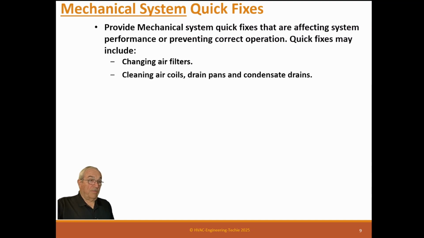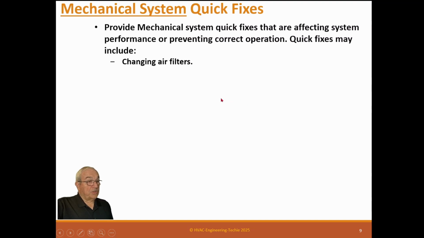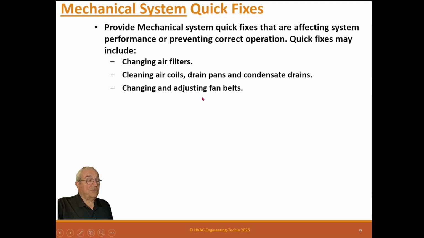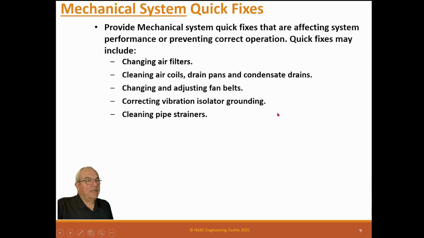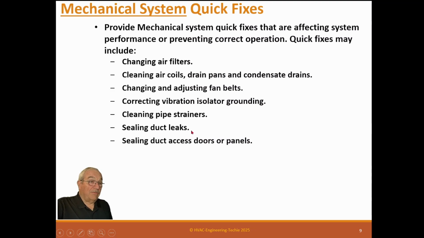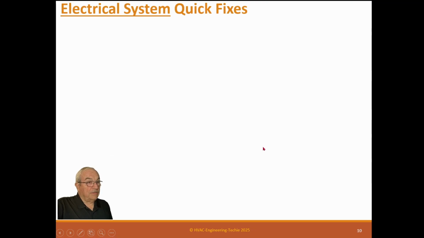Change air filters, a deferred maintenance issue. Cleaning air coils, drain pans, and condensate drains, those are deferred maintenance issues. Changing and adjusting fan belts, another deferred maintenance issue. Correcting vibration isolation, grounding, another deferred maintenance issue. Cleaning pipe strainers, sealing ducts, sealing duct access doors for panels. Now, normally we only do this when we notice it and it's big. Most ducts have leaks, and we're not going to go through and try to seal the entire duct line, but we are going to try to take care of some big ones if they're there. Reattach flexible ductwork, all those things.